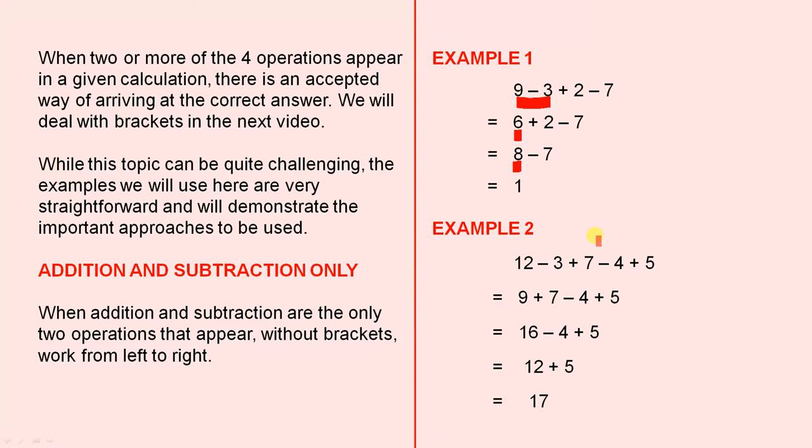Example 2. 12 minus 3 plus 7 minus 4 plus 5. We work out 12 minus 3 first. That gives us 9. So we have 9 plus 7 minus 4 plus 5. We do 9 plus 7 next. That gives us 16 minus 4 plus 5. We do 16 minus 4 next. That gives us 12 plus 5, and that gives us 17.